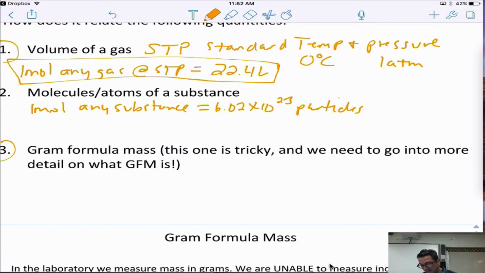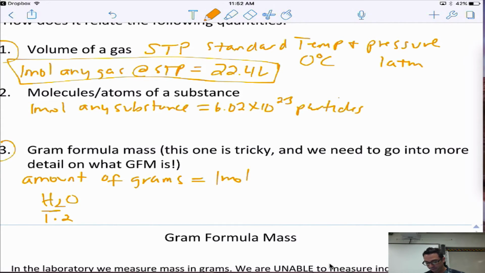Okay, and then the last one is gram formula mass. Gram formula mass is the amount of grams equal to 1 mole. Now that doesn't really help you. How do I actually get a number here for this? Well, if we look at something like water again, we use the periodic table. If you look at your periodic table, the atomic mass of hydrogen is 1, and there's 2 of them. And the mass of oxygen is 16, and there's 1 of them. So the mass of water is 18 grams per mole.